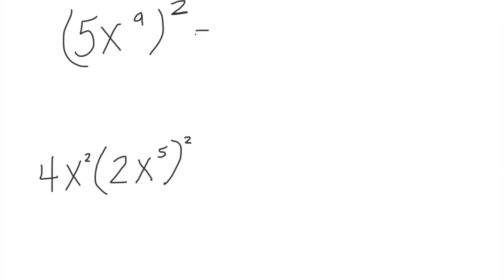So 5 squared here is 25. And x to the 9th squared is x to the 18th. Okay, how do we do that one? I got it. Yeah, perfect. Me too. I got that one. Perfect.